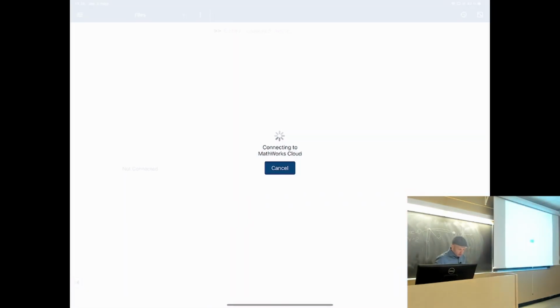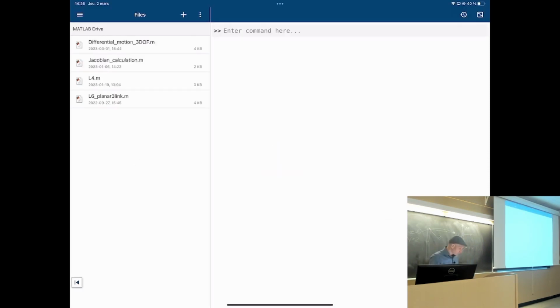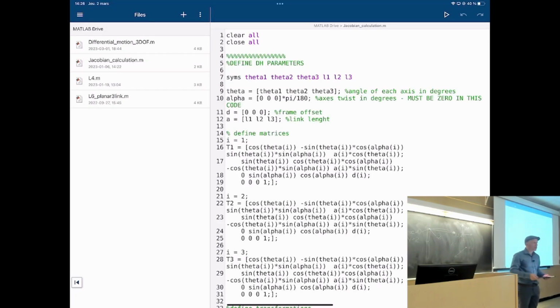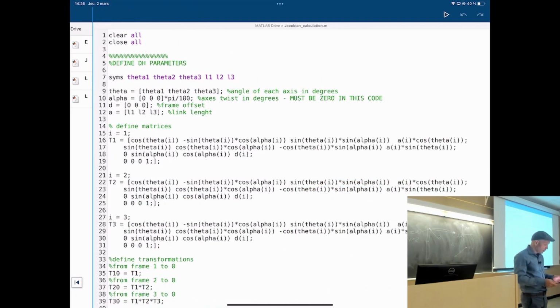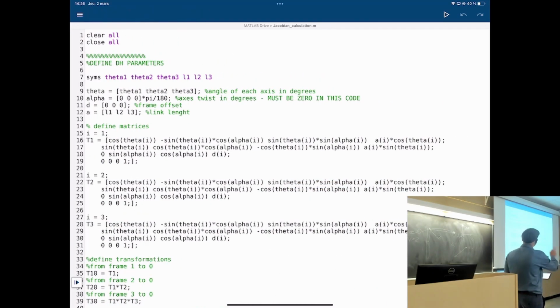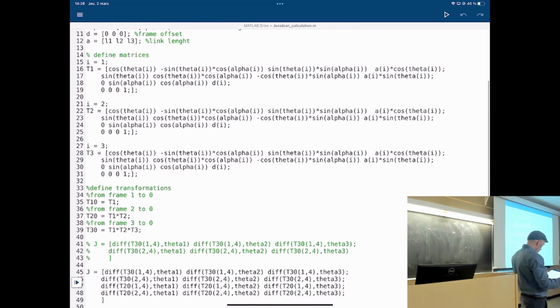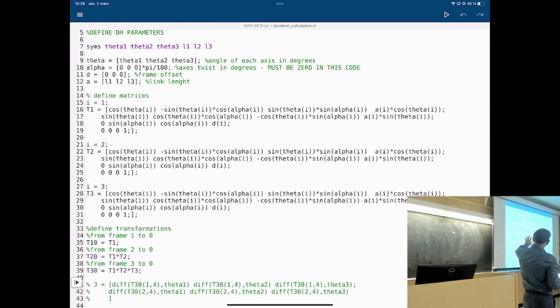So I posted two MATLAB codes in Brightspace that both of us will load. The first one is to calculate the Jacobian. We don't want to do that by hand. So here is a method to do that. You can use this later. This is exactly that code we derived in lecture 4 or 5 that we did together.